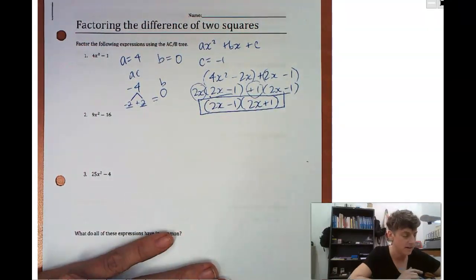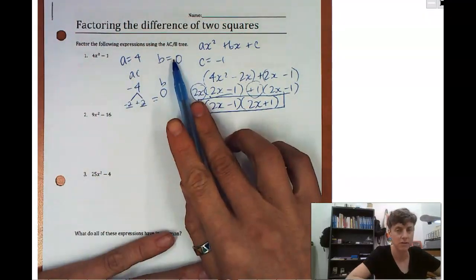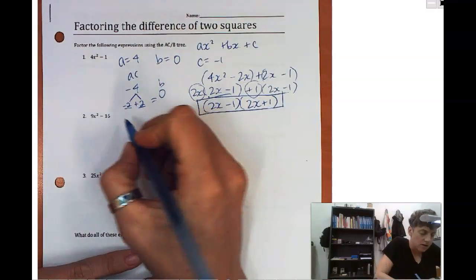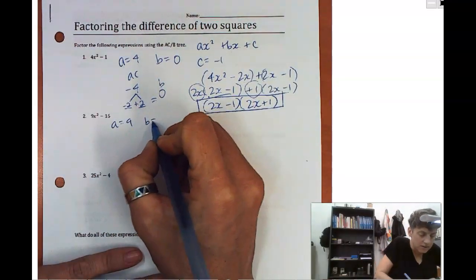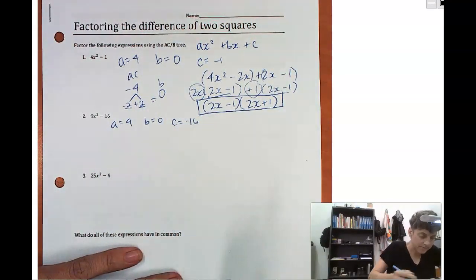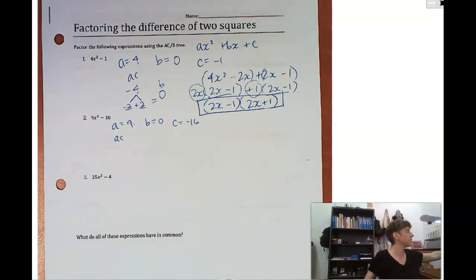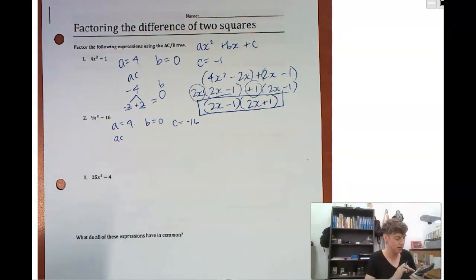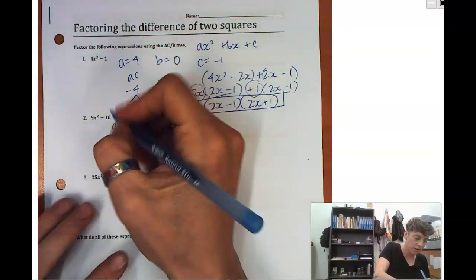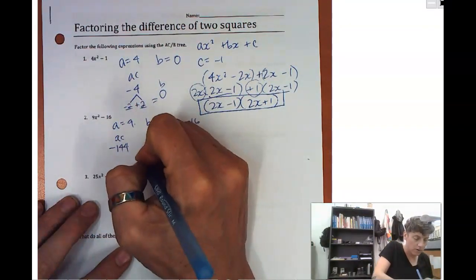Okay, got it. So let's factor this next one: 9x squared minus 16. That also doesn't have a b term. Our a is 9, our b is 0, our c is -16. So a times c, 9 times -16. What is 9 times -16? 10 times -16 would be -160. I only need 9 16s, so 160 minus 16, 144. Is that right? 9 times 16, -144, okay. Our b term is 0.